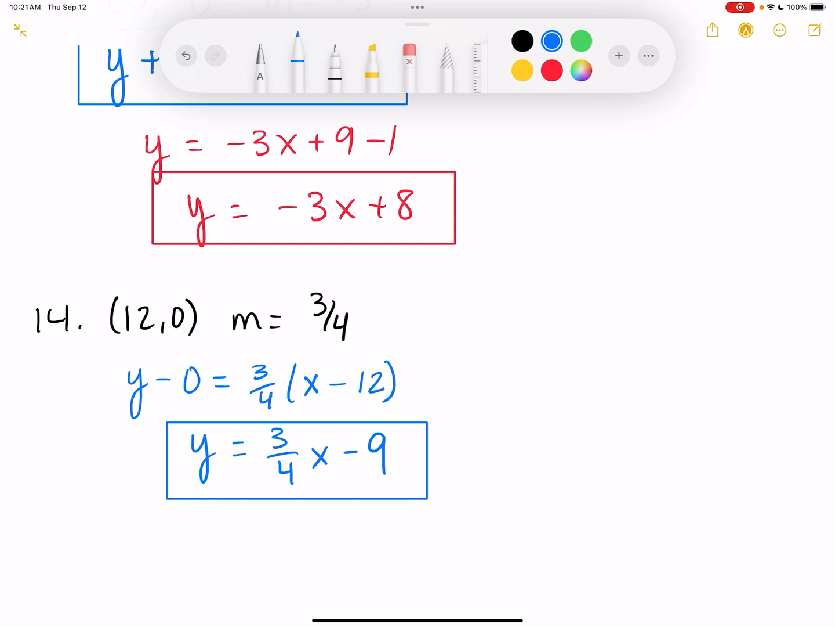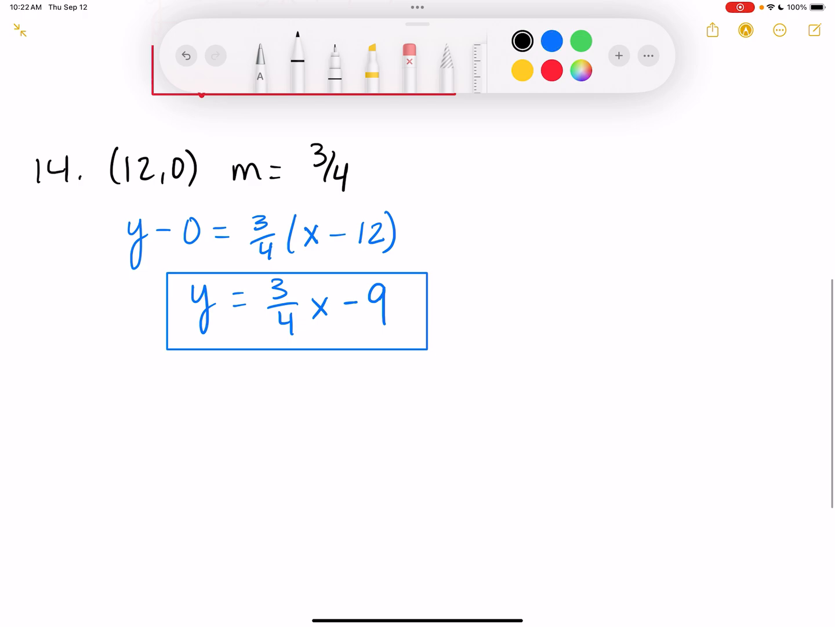Alright, the next ones want us to write an equation of the line that passes through the given point and satisfies the given condition, aka find a parallel or perpendicular line depending on what it asks for. So 22, we have the point 2, 8, and it says parallel to y equals 3x minus 2.